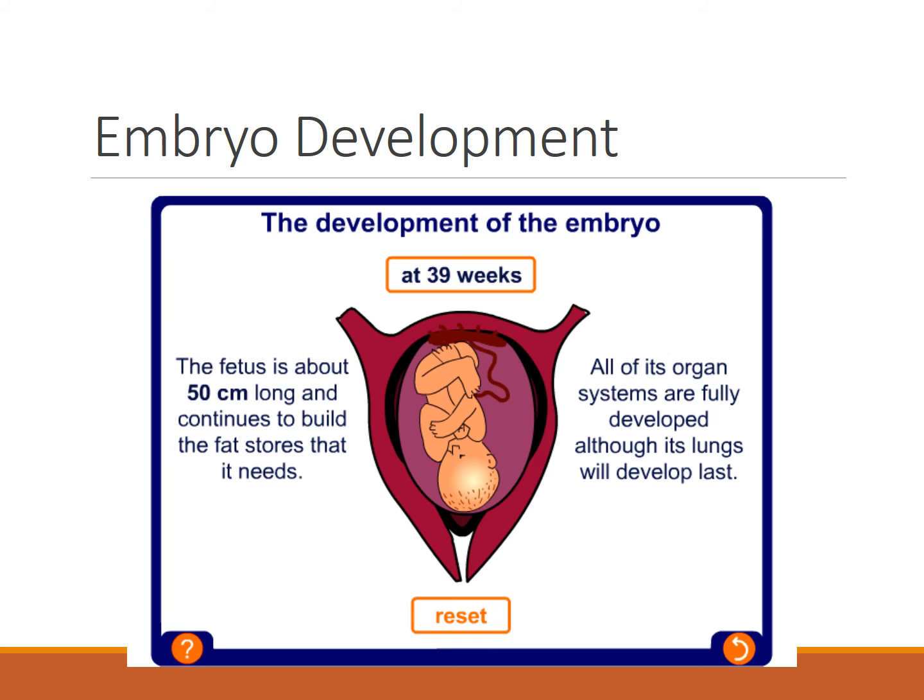Then go to 3 months. Now the fetus at 3 months is about 7 centimeters long, and all of its body parts are in place from tooth buds to toenails. So you've got tooth buds and you've got toenails at 3 months when you are a fetus.